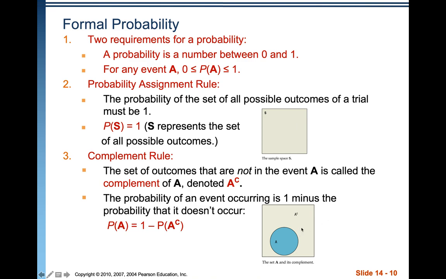If we have a way of defining one event as A, and so the sample space is divided into A and not A, we call not A the complement of A. And the probability of the two together must add up to be 1 because they make up our entire sample space. So it follows that the probability of A is 1 minus the probability of its complement.